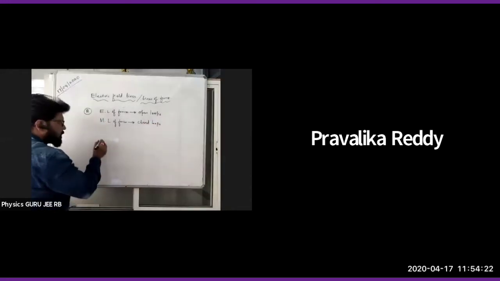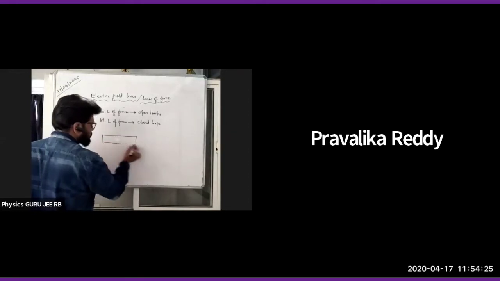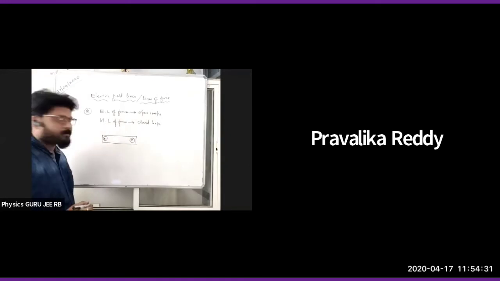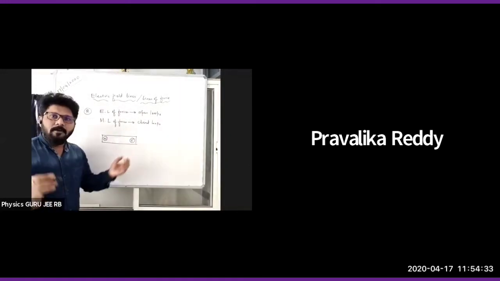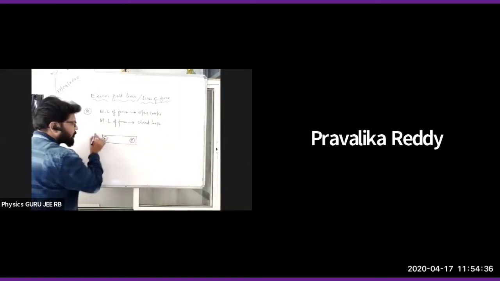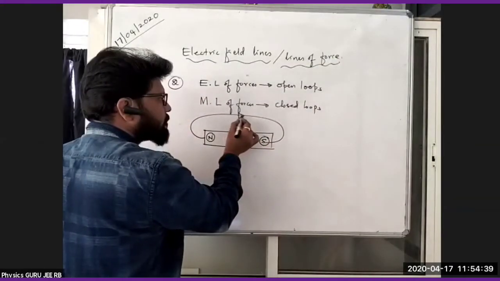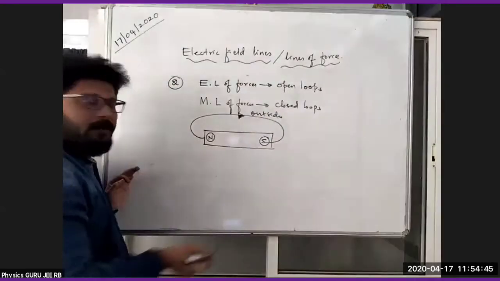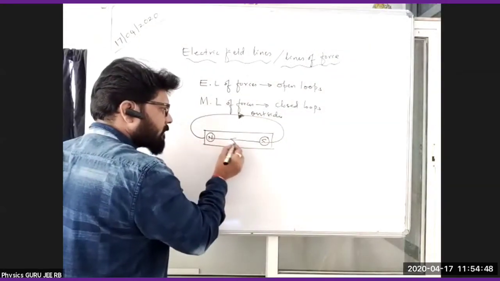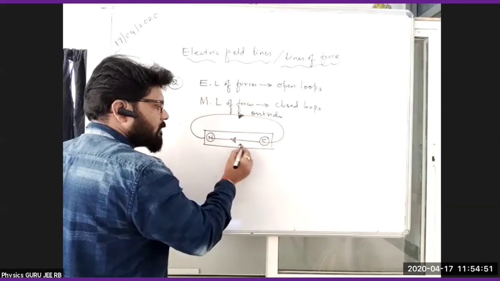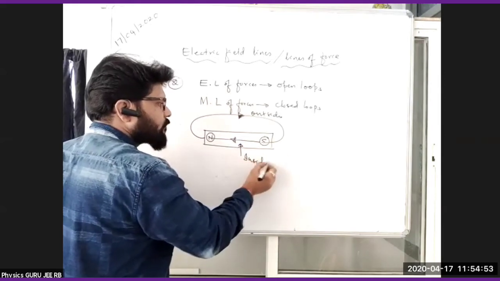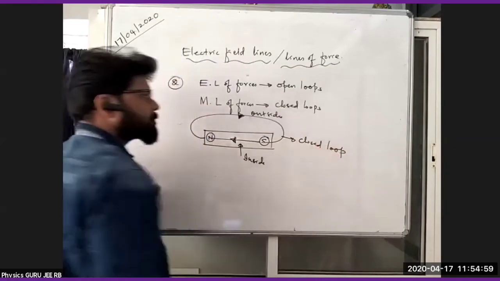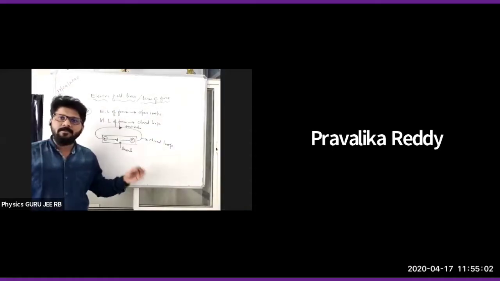For example, what are magnetic lines? If I take a bar magnet, it has a north pole and a south pole. What is the meaning of closed loops? Magnetic lines always travel from north to south outside, and from south to north inside the magnet. So it is forming a closed loop. Magnetic lines are considered to be closed loops.